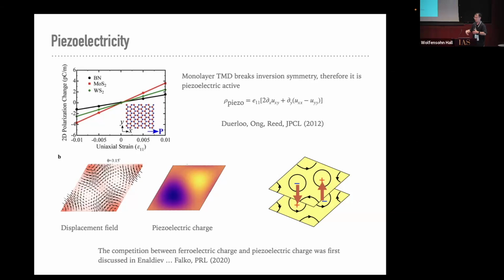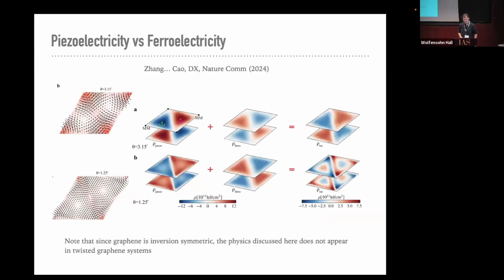With this understanding, I can give you a very simple explanation of why the pseudo-spin will flip sign. You see that at 3.15 degrees, this is the piezoelectric charge, and because the relaxation pattern varies smoothly, they are mostly concentrated at the XM and MX regions, and this is the ferroelectric charge.